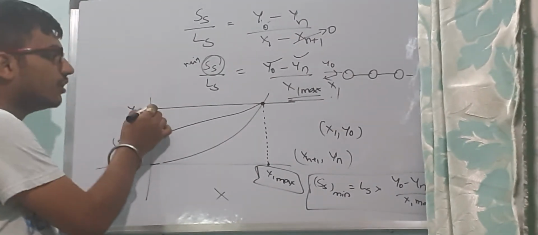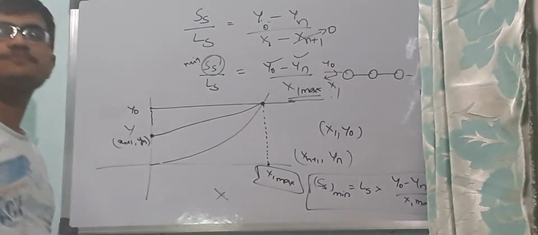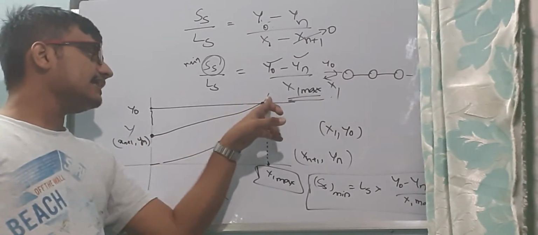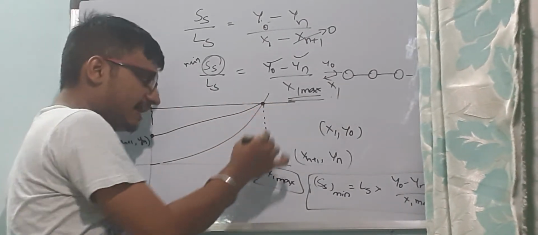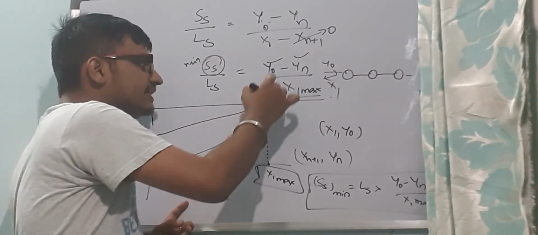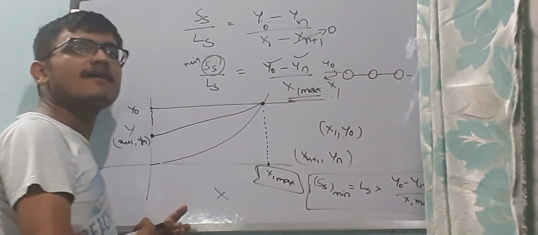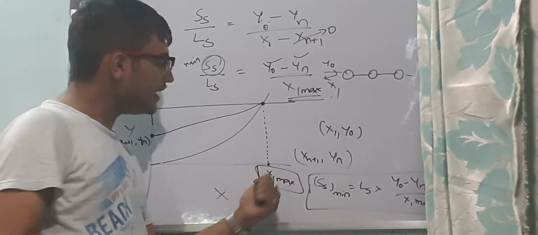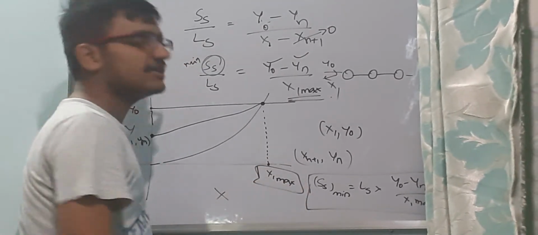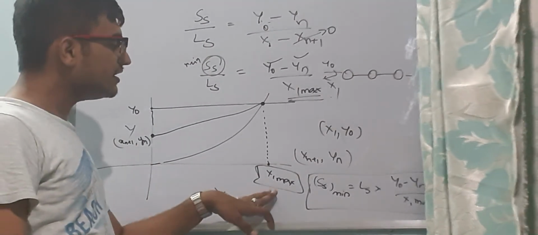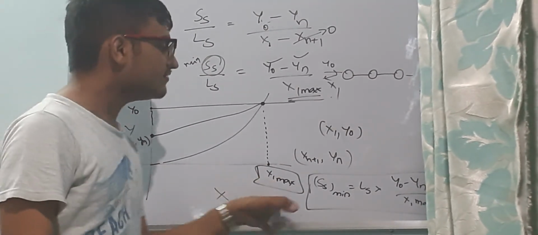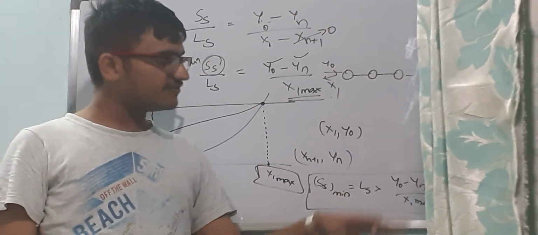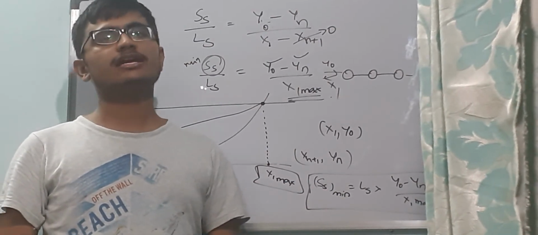So from that Y0, draw a straight line parallel to the x-axis. From this point Xn plus 1 comma Yn, draw a straight line such that it cuts this line parallel to the x-axis as well as the equilibrium curve at a certain point. From that point, drop down a line to the x-axis. The point where it cuts the x-axis is known as X1 max. So this is how you determine your X1 max value, and this X1 max value will help you determine the SS minimum using this formula: LS into Y0 minus Y1 by X1 max. Okay, thank you.